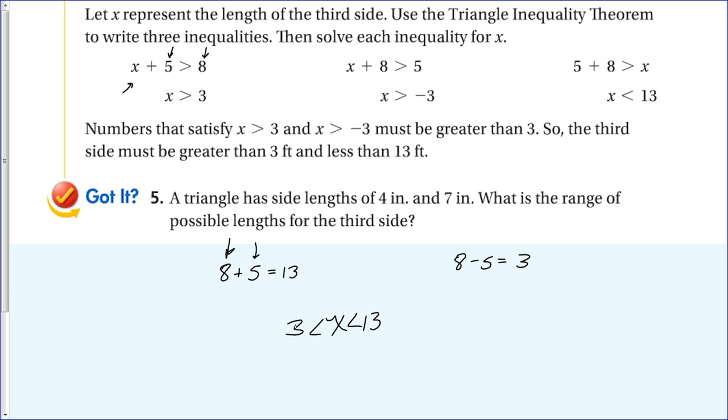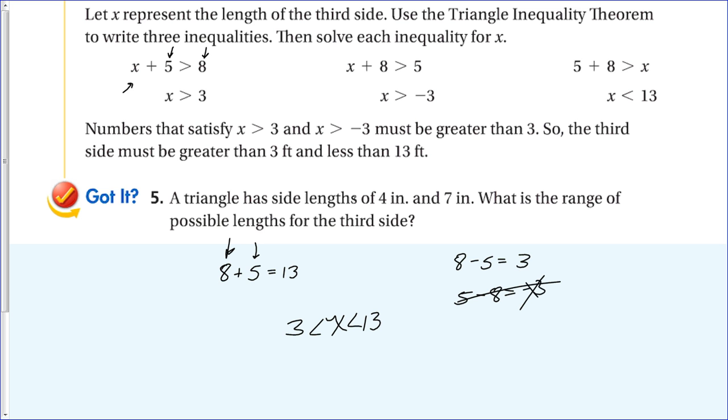So if you're only given two sides, like we were here, one was 8 and one was 5, what you do to find the possible lengths for the last side: add those two together, it has to be less than that. Subtract the two, it has to be greater than that. And make sure when you subtract them, you don't end up getting a negative number. Like, don't do 5 minus 8 and get negative 3 and say, oh, it has to be greater than negative 3. Well, negative 3 is not even possible. So add them together, has to be less than that number. Subtract them, it has to be greater than that number.